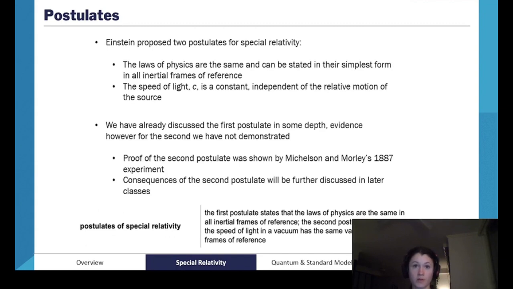So, proof of the second postulate was shown by Michelson and Morley's experiment in 1887, and the consequences will be discussed later in classes. And then down the bottom here, we just have the actual QCEE definition snipped out if you want to remember that one.